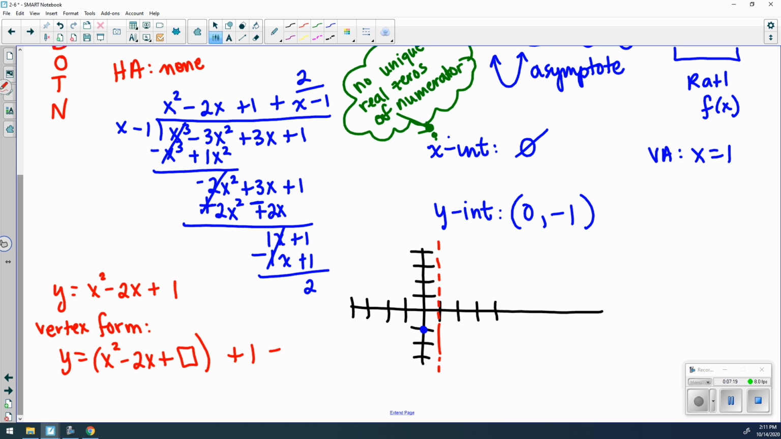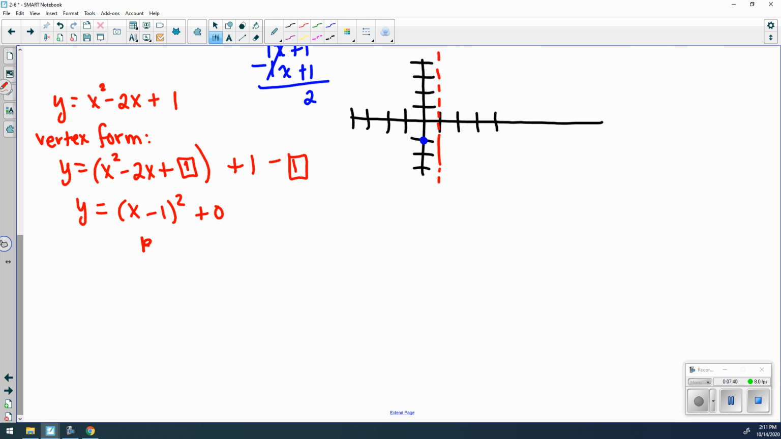If you're going to add a square, remember to subtract that square. Half of negative 2 is negative 1, squared is 1. So there's what it takes to complete the square. And now this is going to factor into x minus 1 quantity squared plus 0. This parabola is shifted to the right 1 and up 0.